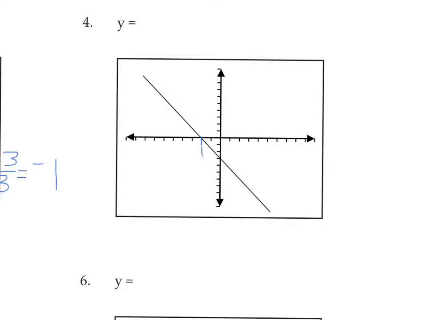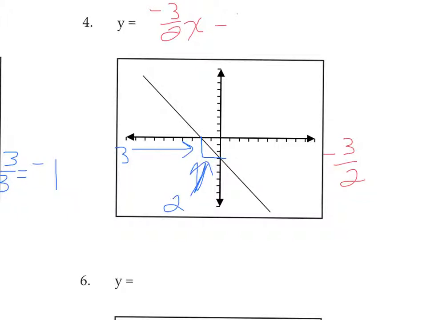Okay, here we have the slope with a rise of 3 and a run of 2, and it's a negative slope. It's going downhill again, so the slope is negative 3 over 2. So y equals negative 3 over 2 x. The y-intercept is right there where it crosses the y-axis, minus 3.